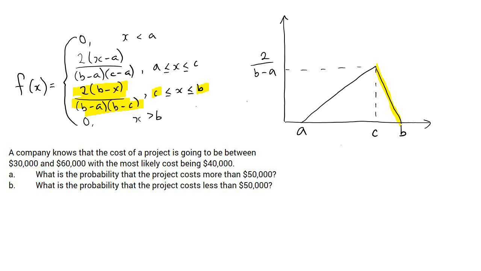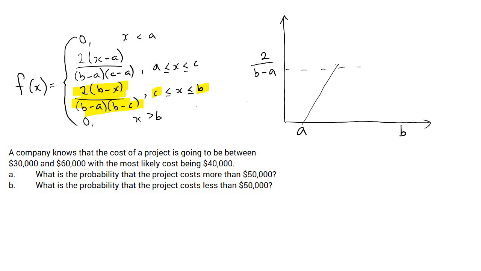A company knows the cost of a project is going to be between $30,000 and $60,000, with the most likely cost being $40,000. What is the probability that the project costs more than $50,000? Now this is the diagram we had last time, but we're just going to redraw it slightly, to make it slightly clearer.